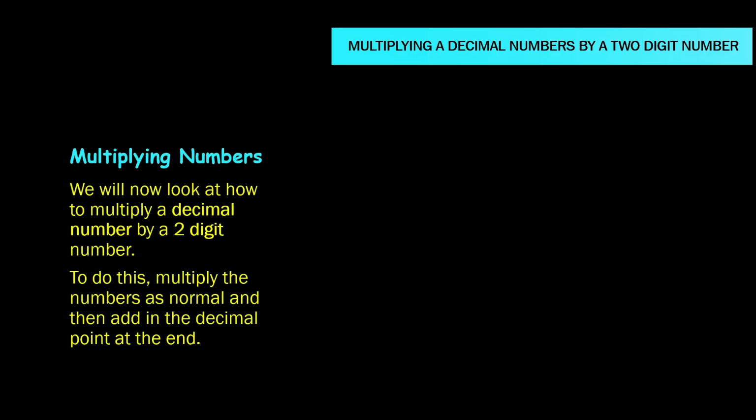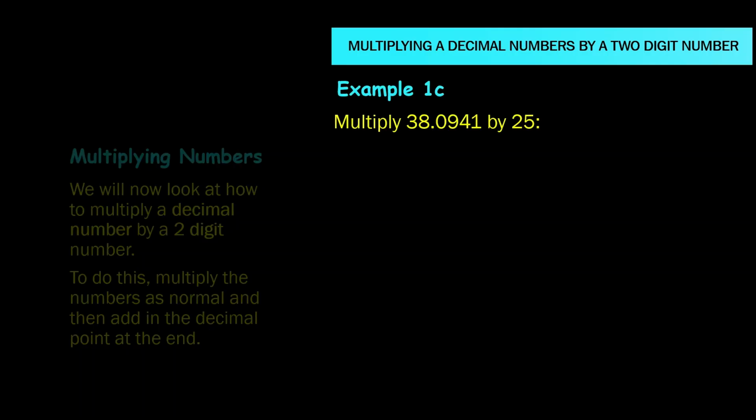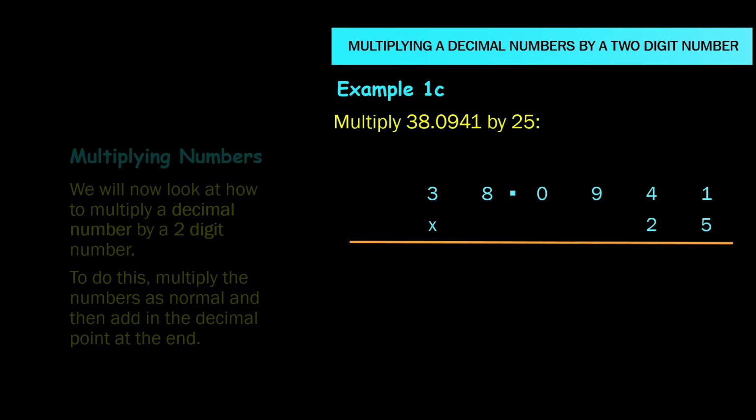We will now take a look at how to multiply a decimal number by a two-digit number. To do this, multiply the numbers as normal and then add in the decimal point at the end. Let's consider how to multiply 38.0941 by 25. Arrange the two numbers as shown. Always put the larger number above the smaller number and ensure that you begin multiplying from the right. Consider the 5 first. 5 times 1 is 5. Position the answer in the same column as the 1.